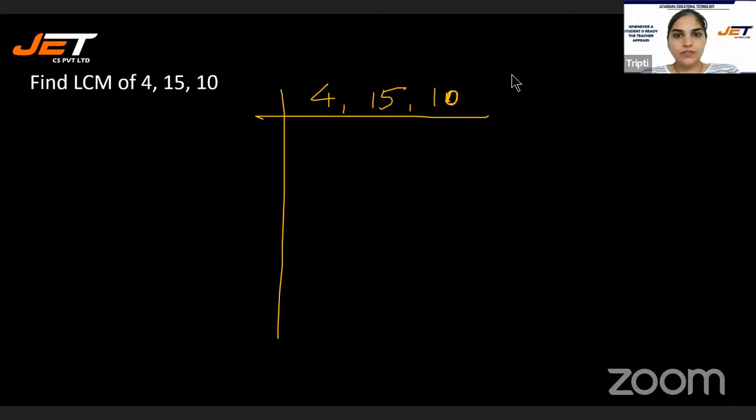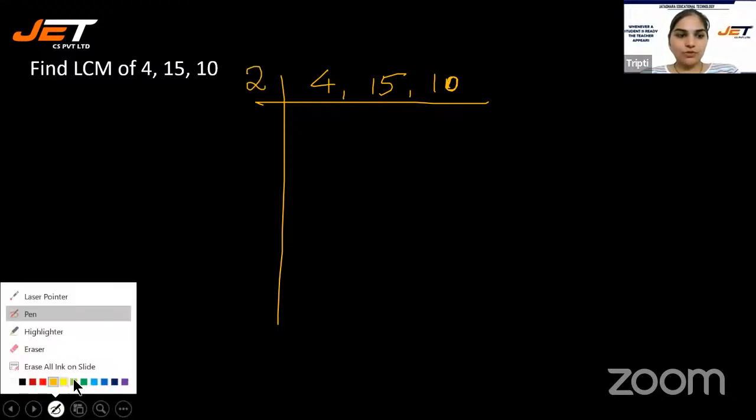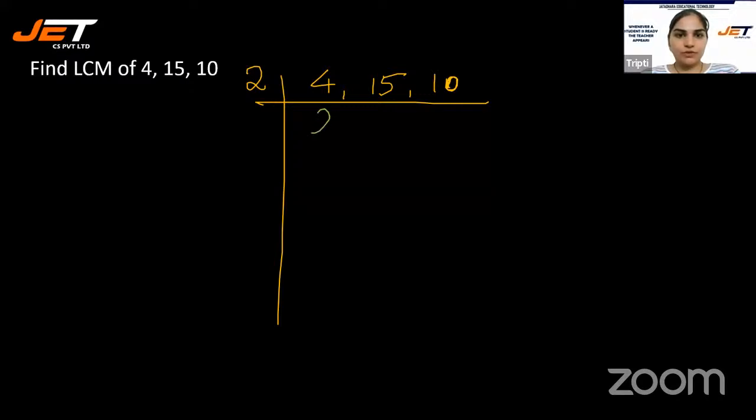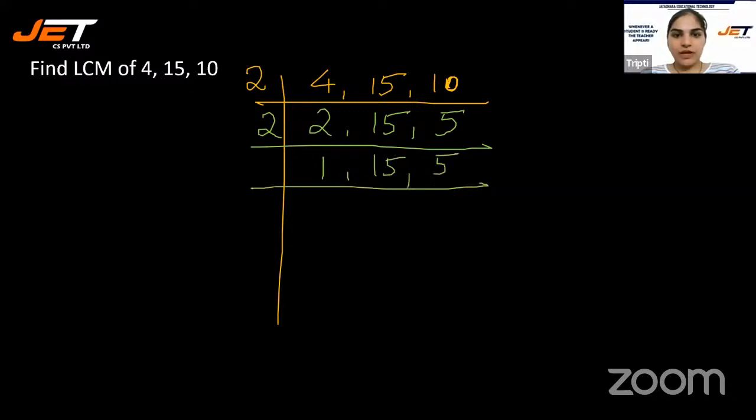Okay, so let's do it. I'll start with 2. 2 times 2 is 4. 15 is not there. 2 times 5 is 10. Again, I'll take up 2. 2 times 1 is 2. 15 is not there. 5 is not there.